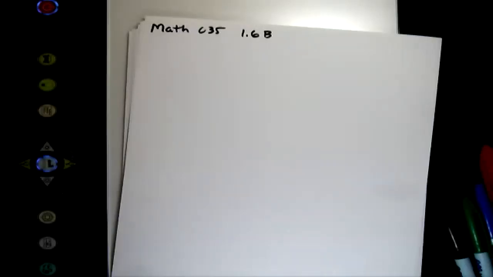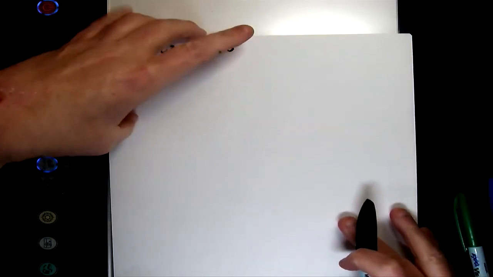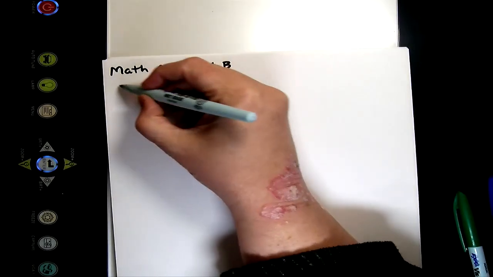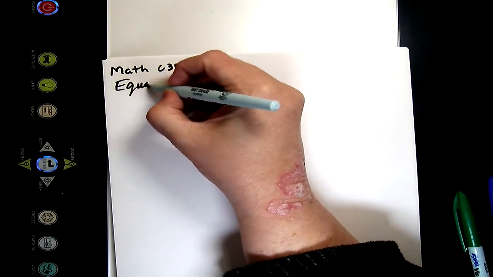We had a little bit more in 1.6. There's a little bit more funky equations in there, so I wanted to cover them. Let's take a look at equations, and we'll start off with equations with rational exponents.